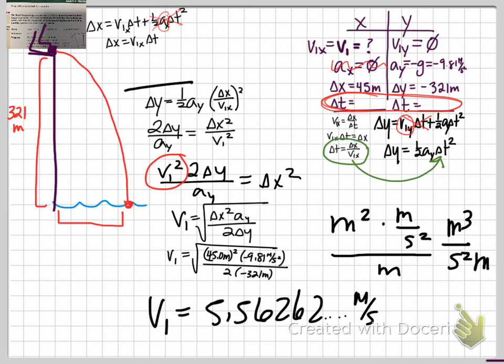Tomorrow we're going to finish this up, touch base on a few things, and then all of the problems will be assigned.